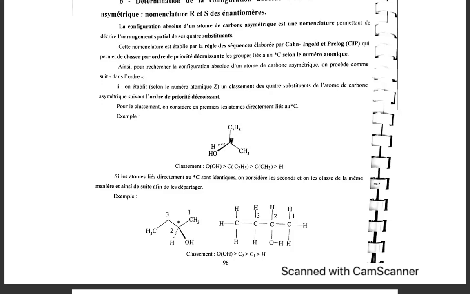Amongst these substituents, which atom has the highest atomic number? If you look at the first one, that is the carbon bonded to the carbon, and the carbon bonded to the oxygen. Amongst these atoms that I've mentioned, which one has the highest atomic number? Is it methyl? No. I'm saying the carbon is bonded to ethyl, methyl, hydroxyl, and hydrogen.